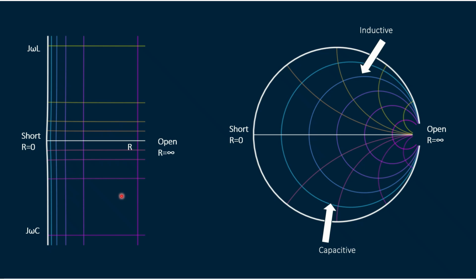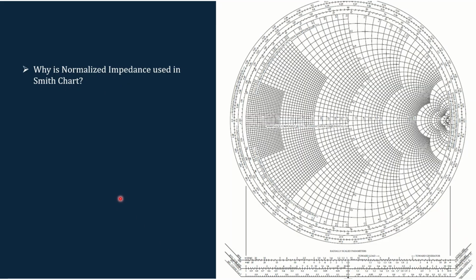And let's go to our part 3. Let's analyze why we have the normalized impedance used in the Smith chart. Because when you analyze the Smith chart, we can see that the resistance and the reactance are normalized, which is shown on this Smith chart. So let's identify why it is so.